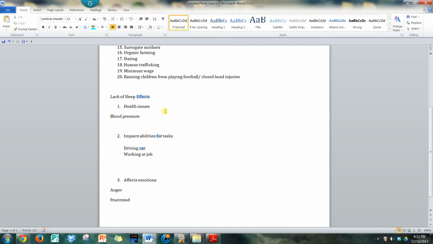Once you get a lot of these different effects or causes, and you also get the sub-reasons here, in essence this makes it an outline. This could be a Roman numeral 1. You could have A, B, C under each. Roman numeral 2, A, B, C. You could outline it out like that.